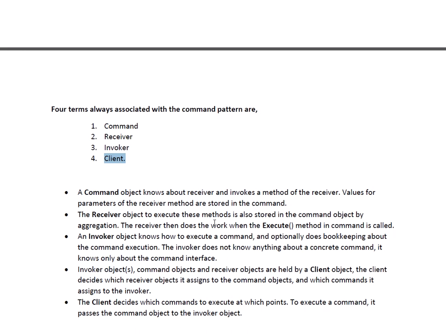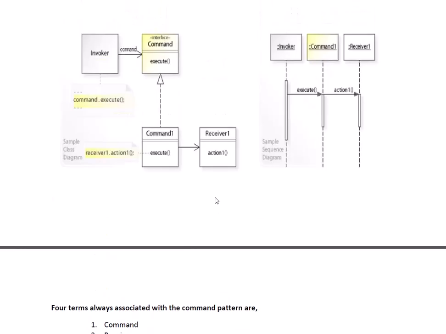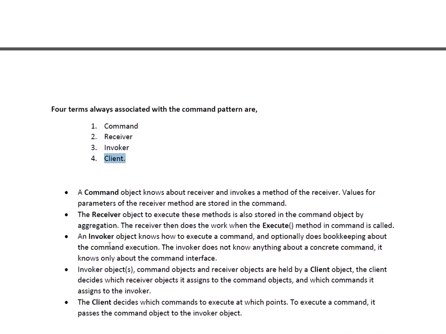The receiver object to execute this method is also stored in the command object by aggregation. That's what I said. The object reference of the receiver object or save service will be in your command object, in order to be called from the command object's execute method. So that's what they are saying. The receiver then does the work when the execute method in command is called.